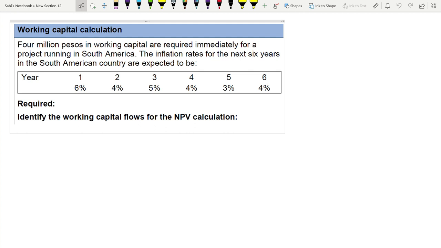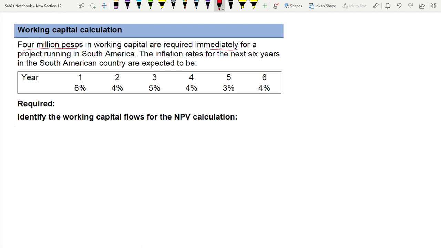You have been given for 6 years the percentages, the inflation in South America. 4 million pesos in working capital are required immediately for a project, and you have been given the inflation rates. Now identify the working capital flows for the net present value calculation.